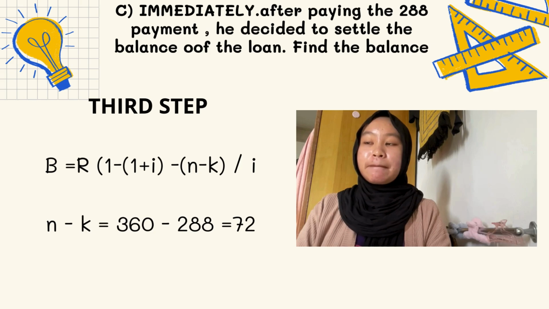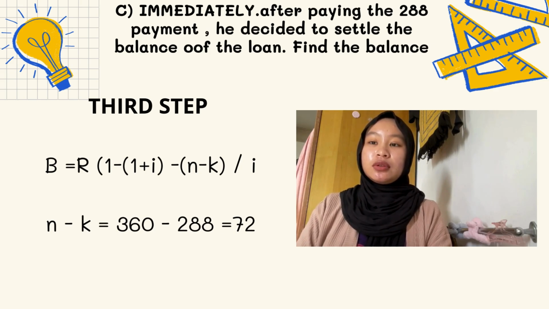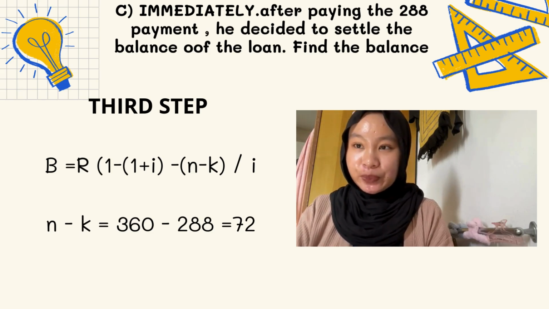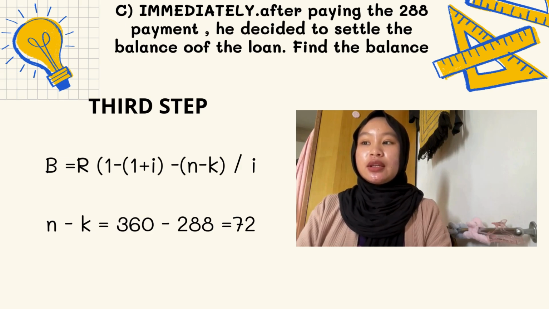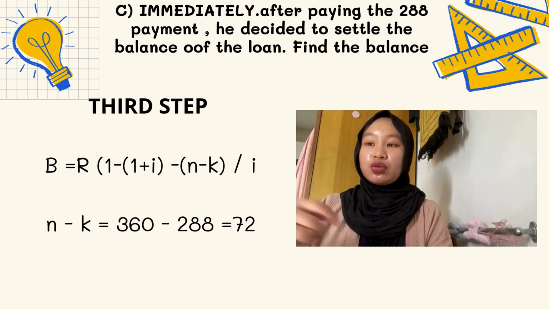For the third step, B equals R [1 minus (1 plus I) to the power of negative (N minus K)] divided by I, and we must use N minus K. N is 360 and K is 288, so the answer is 72.